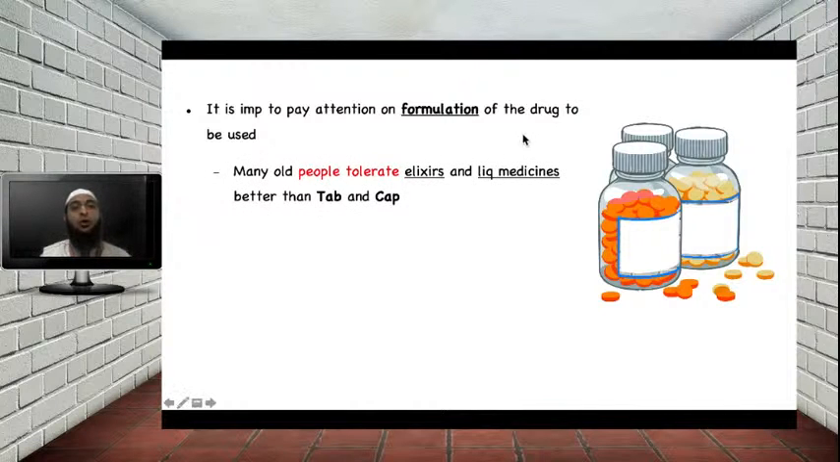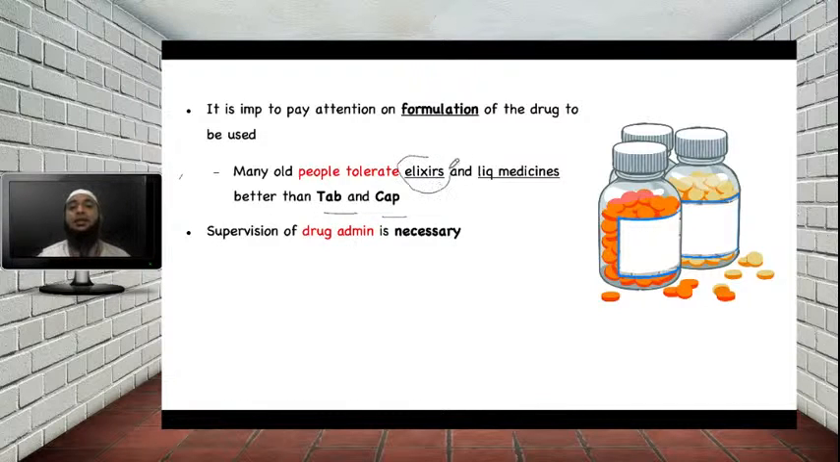It is also important to pay attention to the formulation of the drug to be used, because many old people tolerate liquid formulations like elixir better than tablets and capsules, because they have a problem with swallowing. So as far as possible, avoid big tablets or big capsules. Instead, if you give an elixir or liquid medicine, it increases patient compliance in the elderly patient.